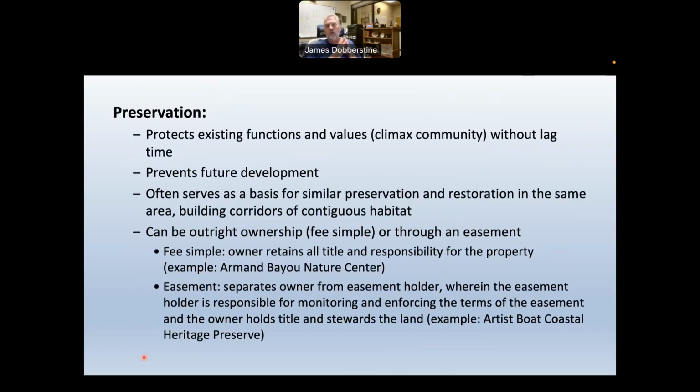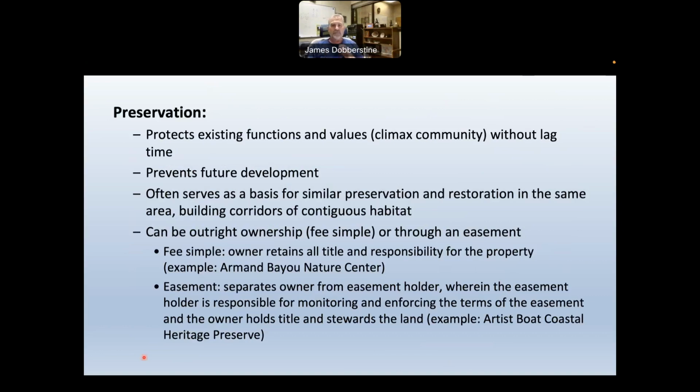All right. So these preservation properties also often serve kind of as a basis for similar preservation and restoration in the same area. So you'll see them utilized a lot of times as a control. So if you're evaluating a restoration site, and you're trying to restore it to something that you have on a preservation site, that can be a good control against which you can measure to determine how your restoration site is performing, and you can also adaptively manage it based on that site as well.